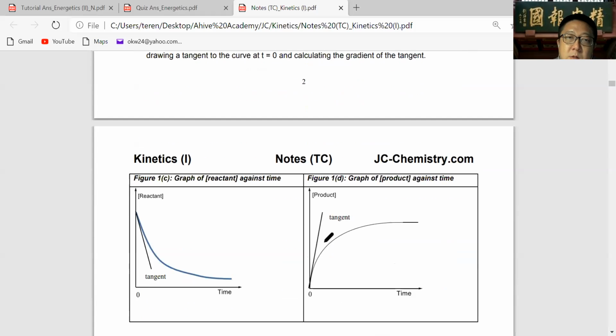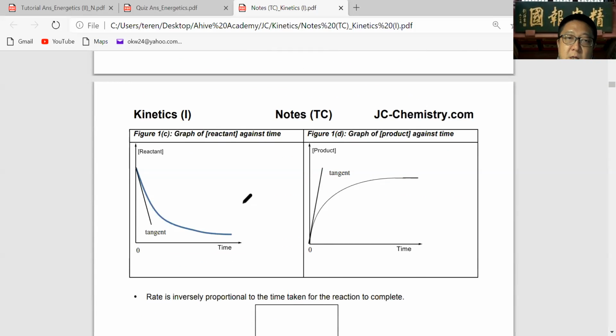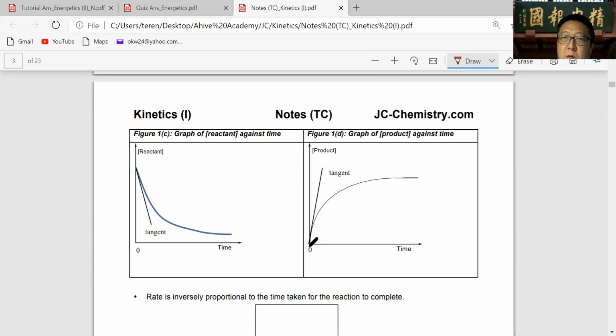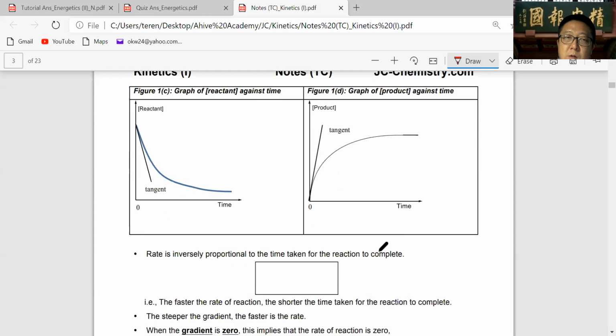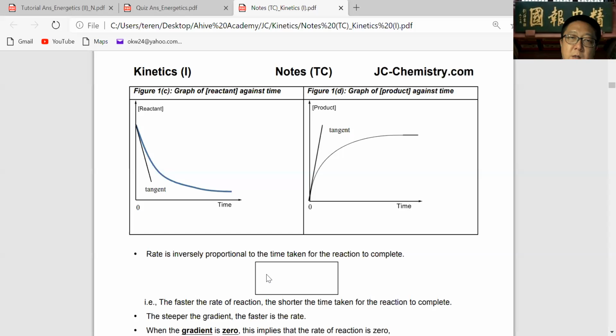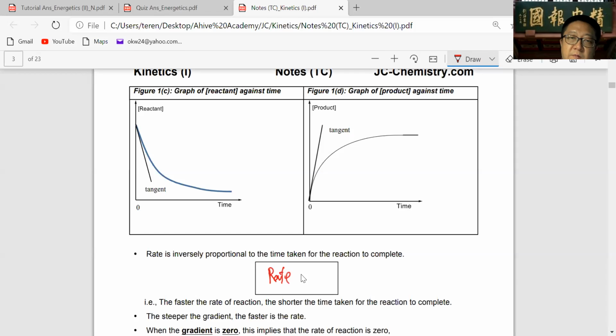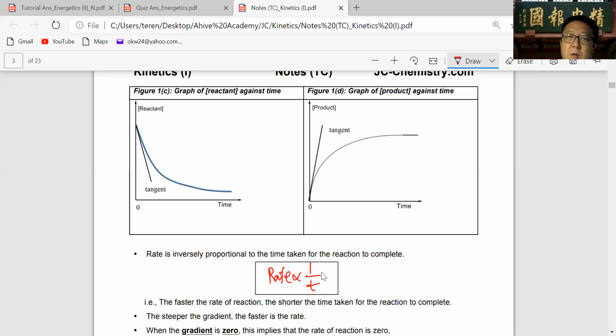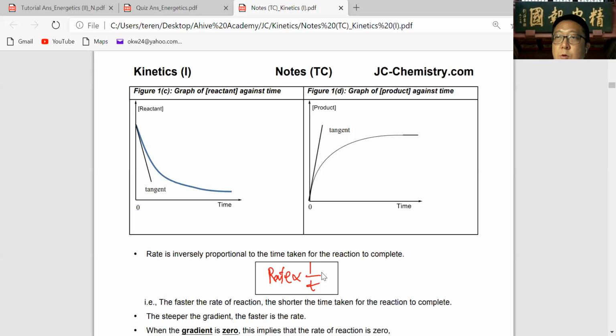All right, so now this is the graph of the reactant against time. If you want to measure the initial rate, you can also draw a tangent at this zero point here. So you can get a gradient here. You can easily find a gradient here and a gradient here. So rate is inversely proportional to the time for the reaction to be complete. You can write here in this box: rate is inversely proportional to time. No issue, right? It's very simple.